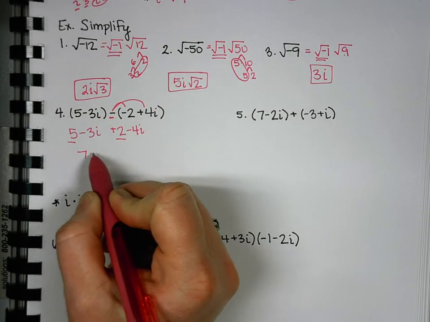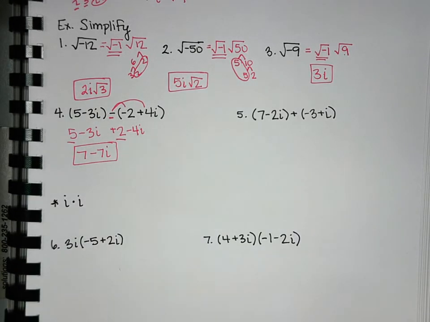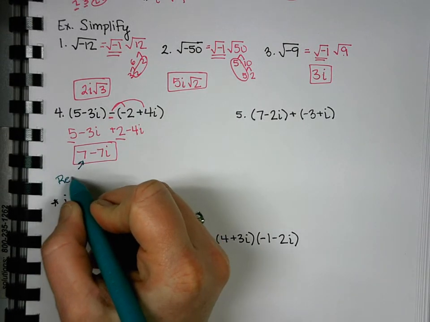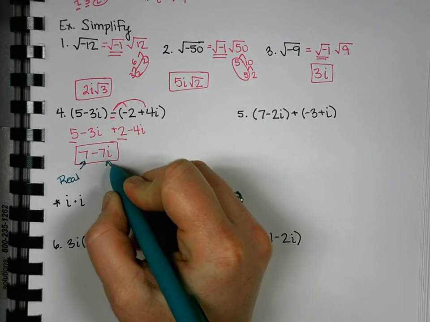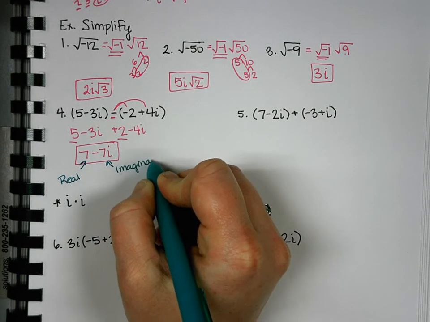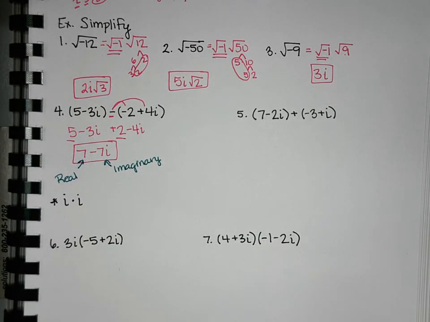So 7 and -7i. Every complex number has two parts. This is the real part, the part that doesn't have an i, and this is the imaginary part. If you were to graph this, you'd go 7 on the real axis, which is your x, and then you'd go down 7 on the imaginary. So you graph it very similar to how you do x, y. It's just you call your axes something different.